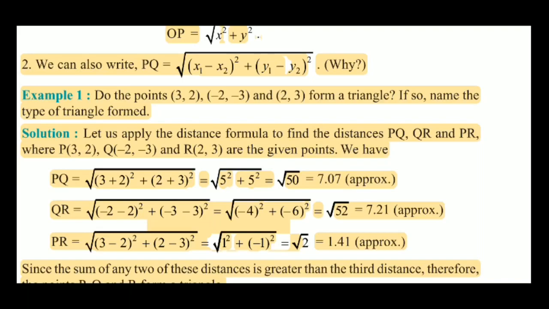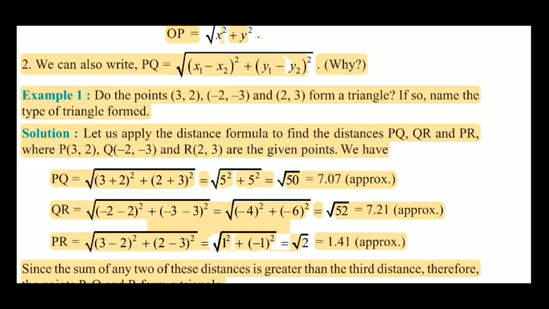Under root (x1 minus x2) whole square plus (y1 minus y2) whole square is equal to, and put the values. You will assume the coordinates of P are x1 and y1, and the coordinates of Q are x2 and y2, and then substitute the values of P and Q. After putting the values, 3 plus 2 whole square, 2 plus 3 whole square, and after solving you will get under root 50. There is no need to find its approximate value. Similarly, you will find QR by using the distance formula, which is equal to under root 52. Then similarly you will find PR by using the distance formula, and its value is under root 2.